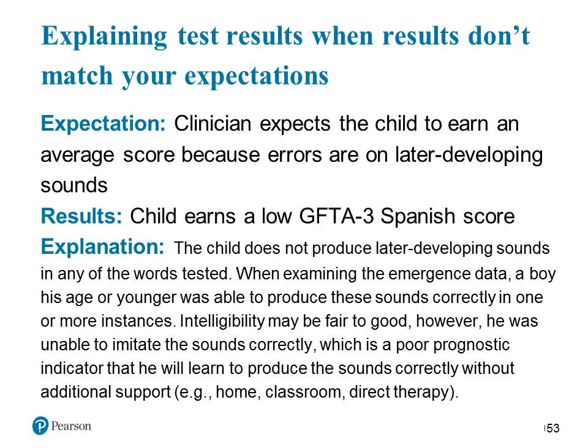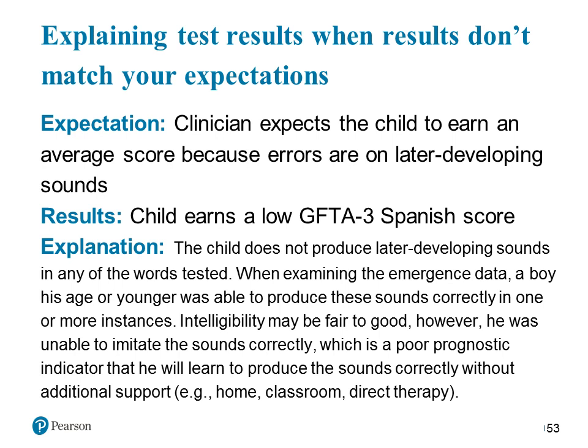The second scenario is explaining test results when results don't match your expectations. So the clinician expects the child to earn an average score because errors are on later developing sounds. But the child earns a low GFTA-3 Spanish score. The explanation: the child does not produce later developing sounds in any of the words tested.